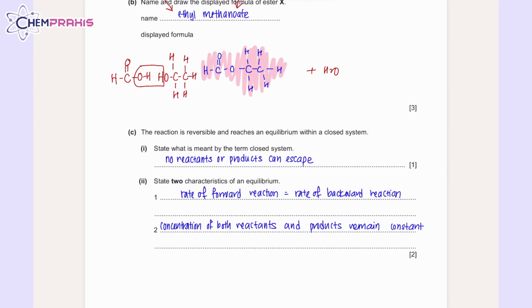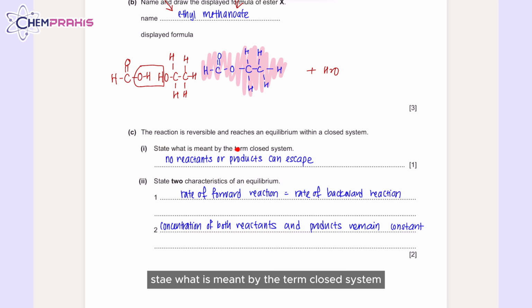Okay, then now for question C, the reaction is reversible and reaches an equilibrium within a closed system. State what is meant by the term closed system. Closed system means that no reactant or product can escape. And then state two characteristics of an equilibrium. So the rate of forward reaction is equal to the rate of backward reaction, while the concentration of both reactants and products will remain constant.